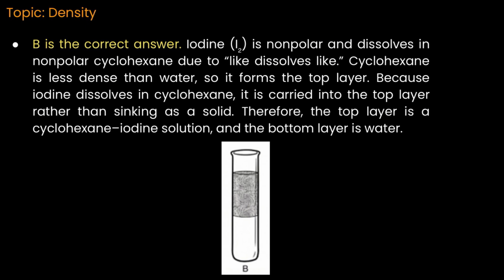Because iodine has dissolved, its density will be drastically different as part of the iodine cyclohexane solution. The particles have been separated from their originally more dense arrangement. The solution will have a more similar density to that of the original cyclohexane as a solvent, and it will float to the top of the water.